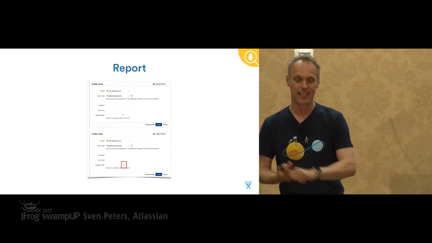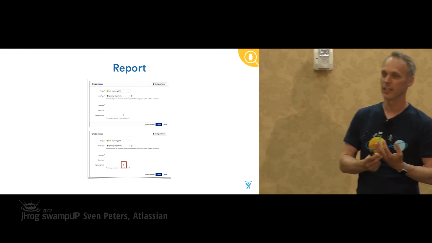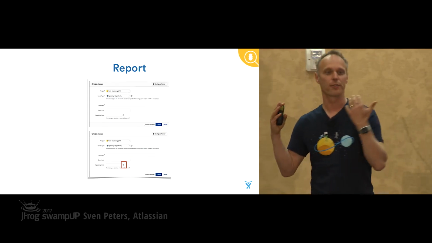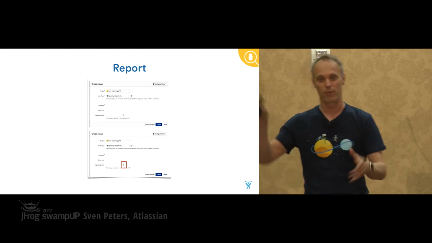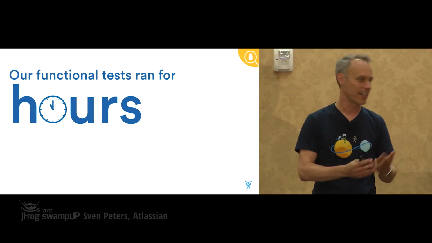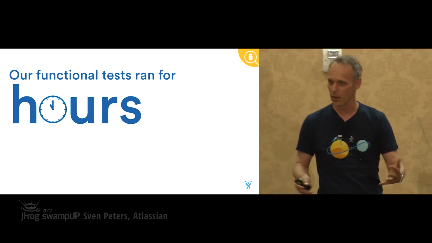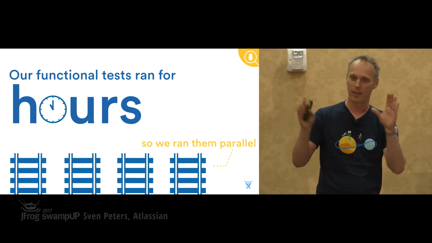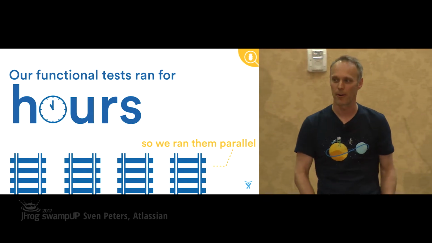Talking about tests. As I said, Jira, I think the code base is now 15 years old, so it has been running for a long time. So we also have a lot of functional tests there. And as you might know, the more functional tests you add, the longer it takes. So our functional tests ran for hours. We wanted to shorten it down, so the first thing that you do is you split them up, you throw more hardware at the problem, so you can run them in parallel.